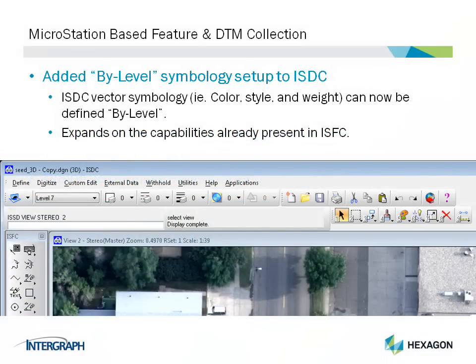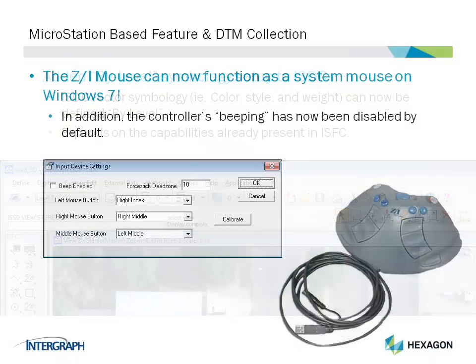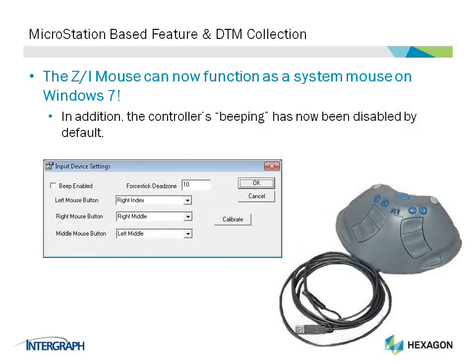Vector symbology, defined in the ISDC INI file, can now be set to bi-level. This update expands on the capabilities that were previously added to ISFC. Perhaps the most welcome fix of all is that the ZI mouse can now function as a system mouse on Windows 7. Another change is that the controller's beeping has been disabled by default.